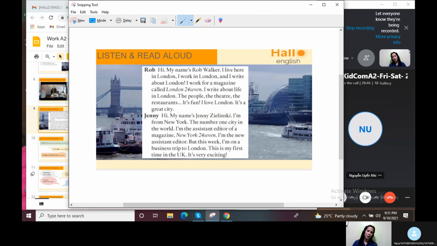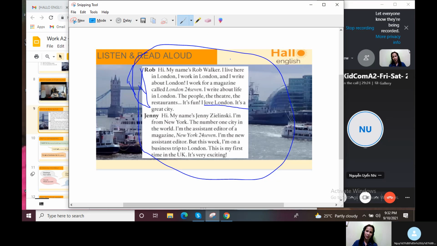So now, this one tells about Rob and Jenny about themselves. They are introducing their jobs, isn't it? Do you notice that these statements describe their jobs or the company that they are working for and where the company is located? So this is an example of describing yourself. Rob describes himself and Jenny too.